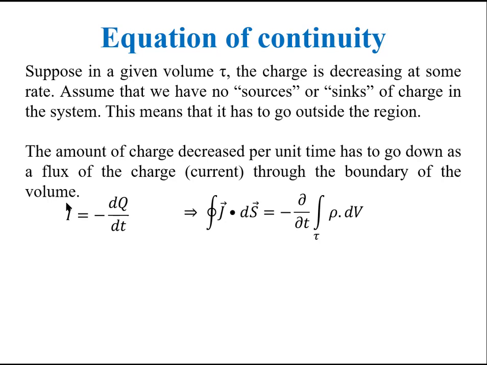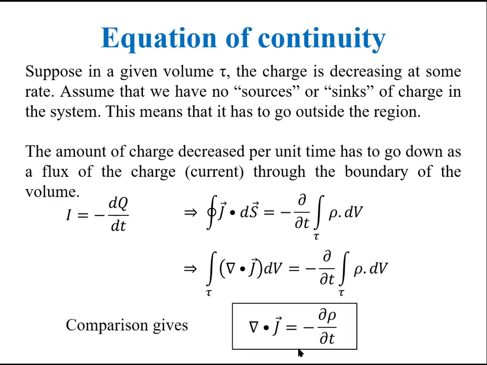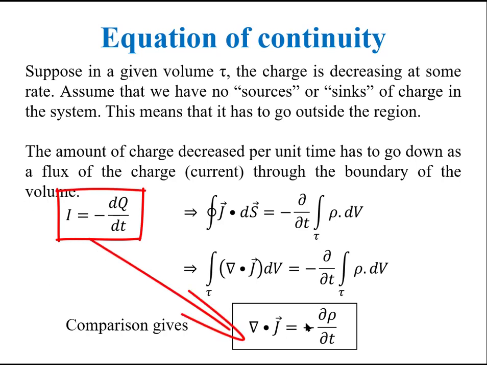Here, the current I is written as the closed surface integral of current density, and the charge is defined by the volume integral of volumetric charge density. Now, the volume integral and surface integral are two different types of integrals, and the surface integral can be converted into volume integral using Gauss's theorem. Now the comparison gives this equation. So there is no difference between this equation and this equation. So this is the statement of conservation of charge, and this equation is known as equation of continuity.